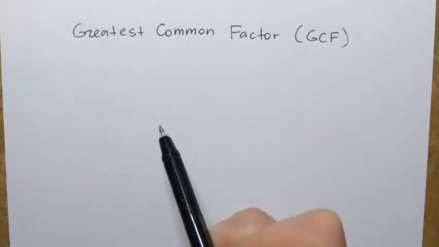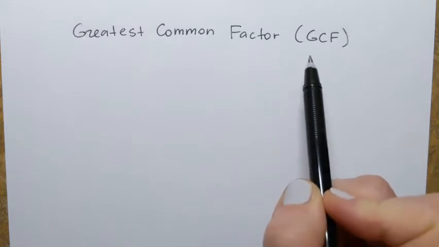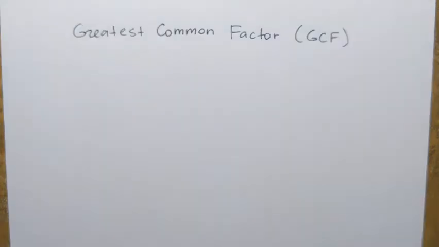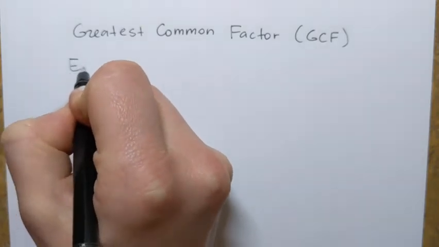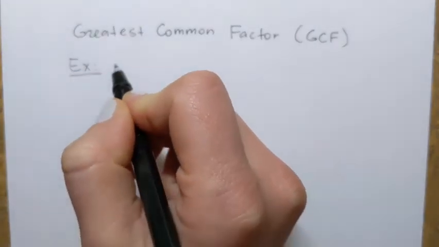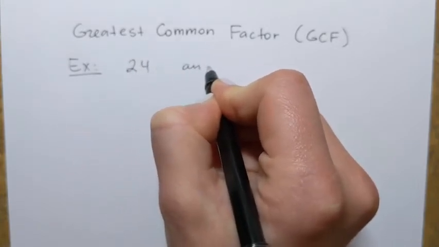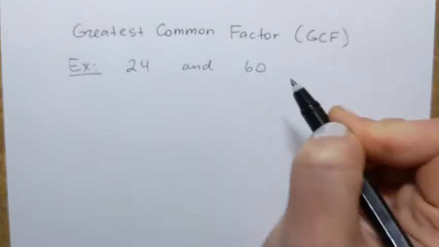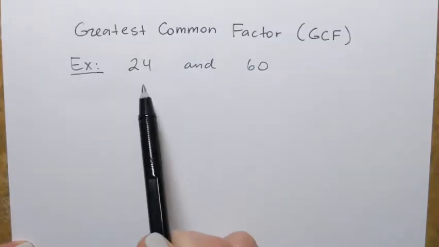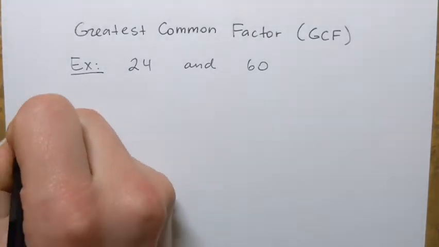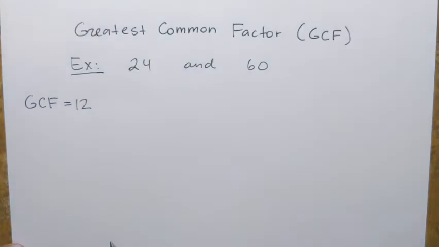In this video, we're going to learn about the greatest common factor, which we also call, in short, the GCF. Let me give you an example to demonstrate what the greatest common factor is. So I'm going to take two numbers, let's say 24 and 60. Now I'm going to tell you that the greatest common factor for 24 and 60 is 12. So GCF equals 12.